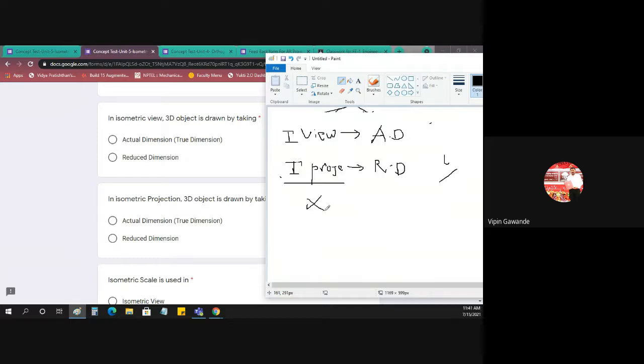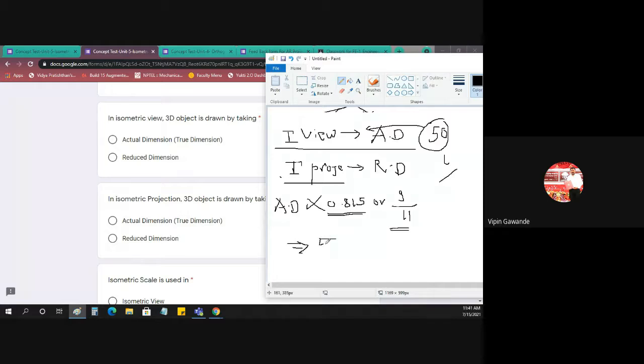In isometric projection, we multiply the actual dimensions by a factor of 0.815 or 9 by 11. So the dimensions get reduced here. In isometric projection, the dimensions get reduced because we multiply them by the factor 0.815 or 9 by 11. But in the case of isometric view, we use the actual dimensions. If the dimension is 50, we use 50 for isometric view.